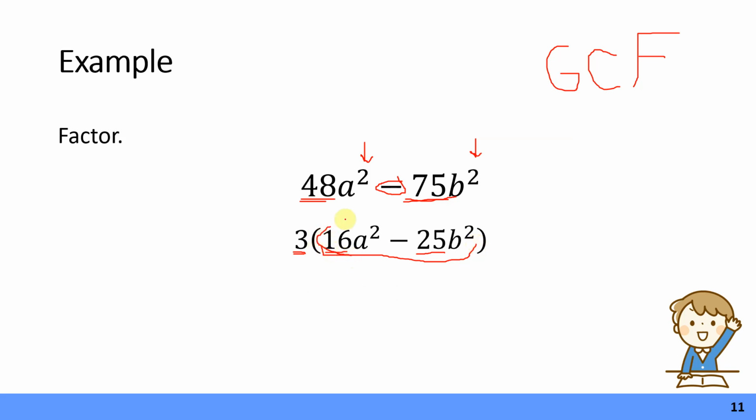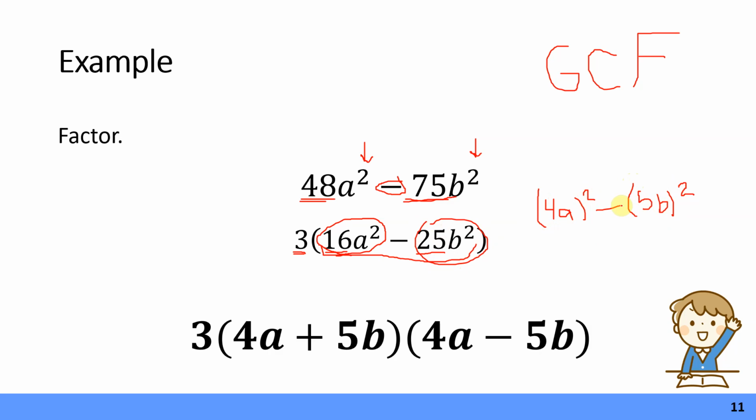So hopefully some of you can see that 16a squared is actually 4a to the second power. Oh my goodness, I'm so sorry about my parentheses. And then 25b squared is actually 5b squared. So that means that those are two perfect squares and it's a difference, so I can factor that out even more.